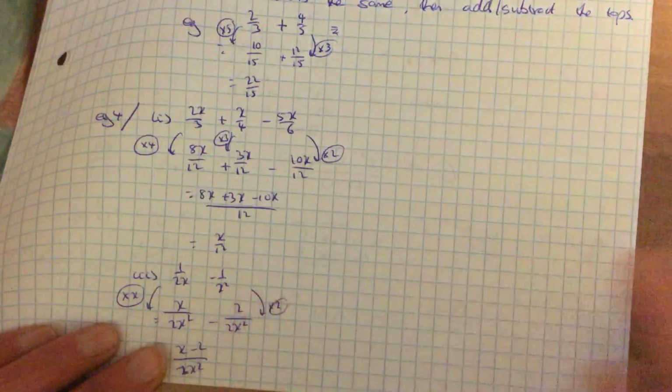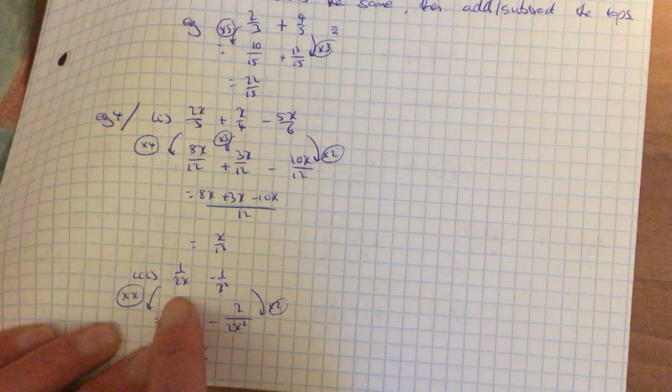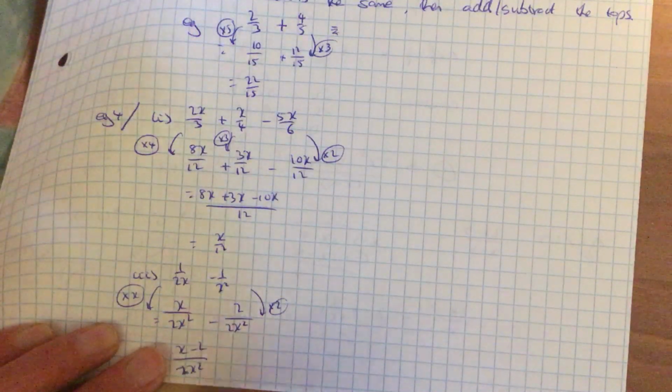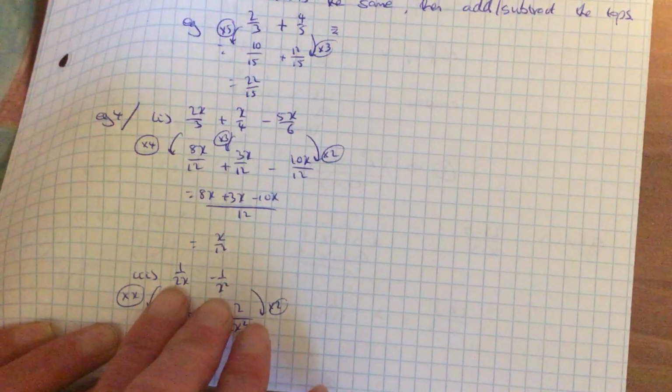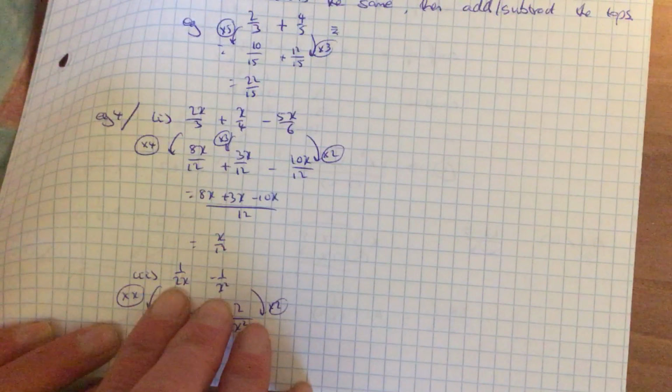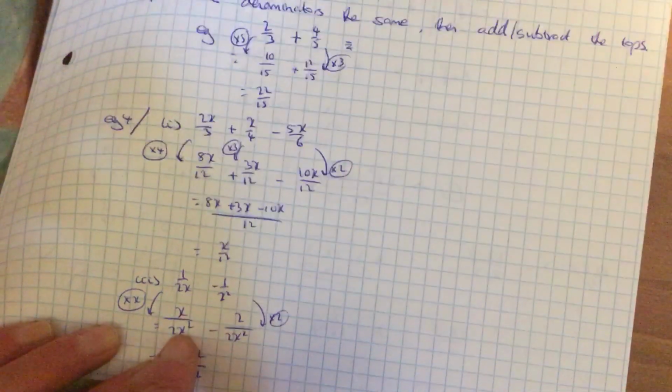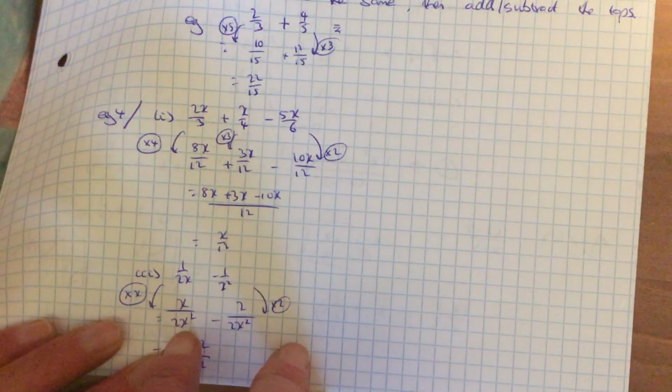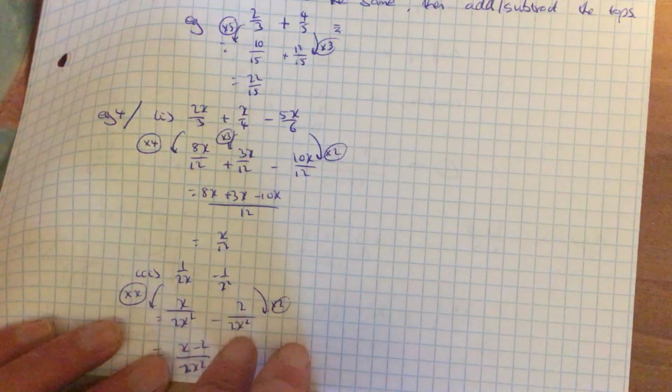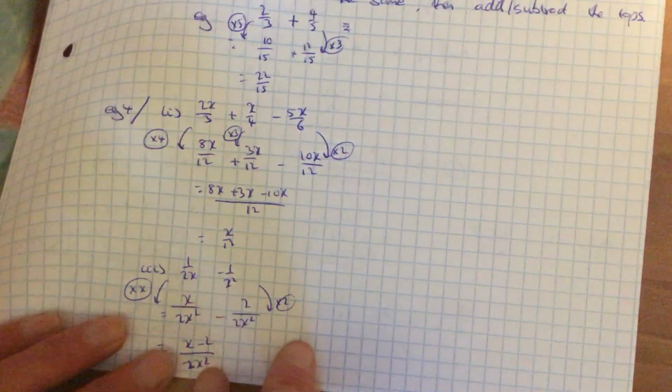The second example that we have here is 1 over 2x minus 1 over x squared. Make the bottoms the same, so you're combining the bottom lines there. So it's 2x squared. I need an extra x here, so put an extra x on top. I need an extra 2 here, so put an extra 2 on top. Bottoms are the same, just subtract the tops.